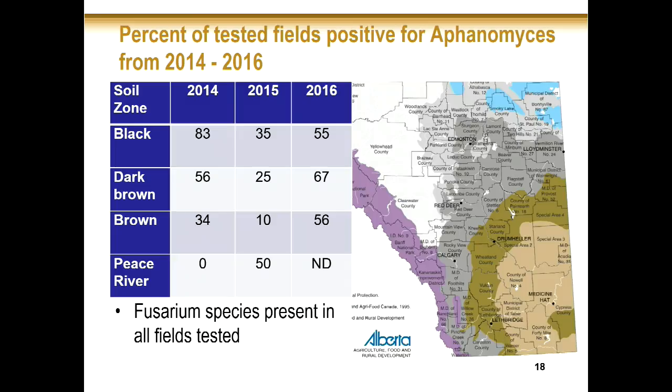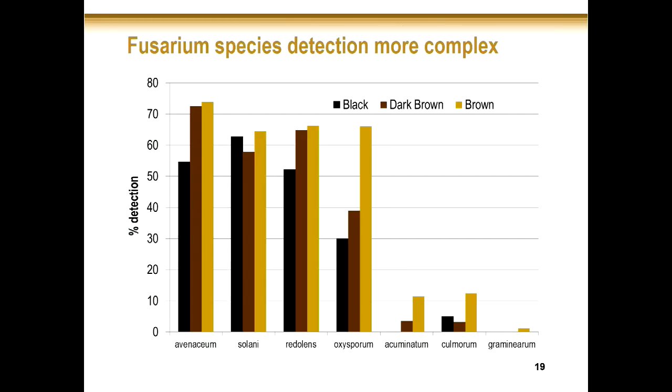We also found that Fusarium species were present in all the fields that we tested, which again just really makes this a really complex disease to deal with. And when we look at the Fusarium species that are present, this is why it's challenging to work with this group of organisms. We test for about 10 to 12 Fusarium species, and we can usually find all of them when you start looking. And so we find a lot of two species here, avenaceum and solani, very high in all the fields. Then redolens and oxysporum, so these are just different species.